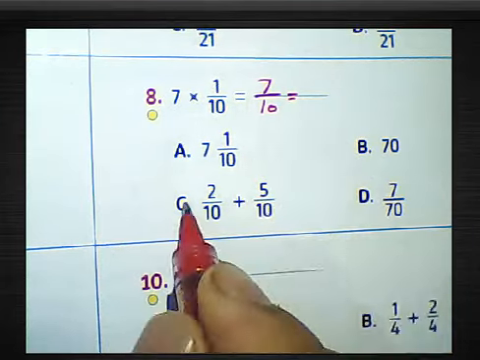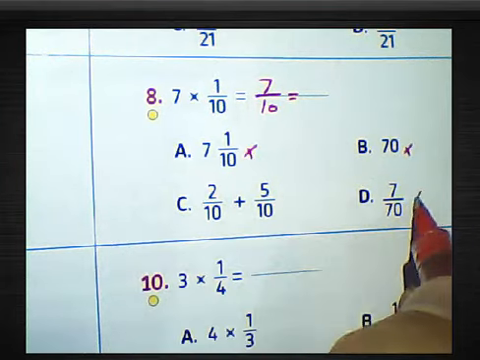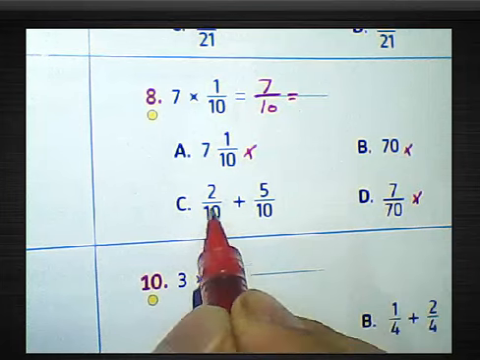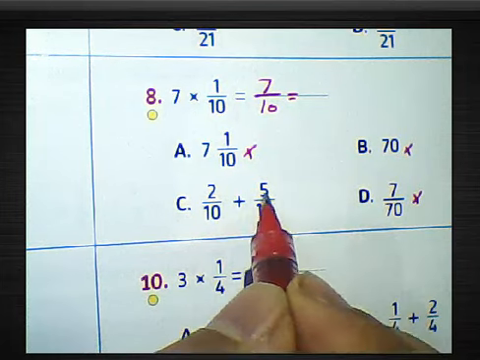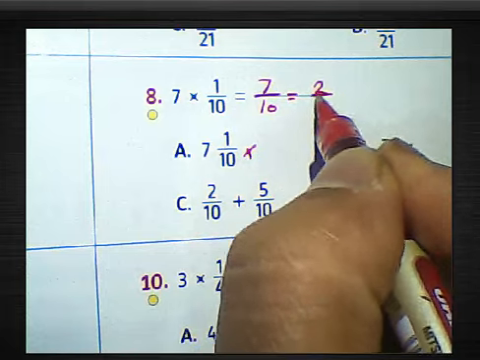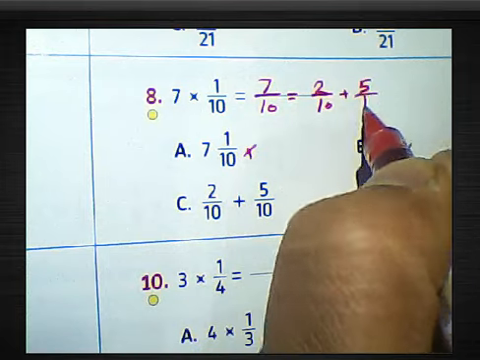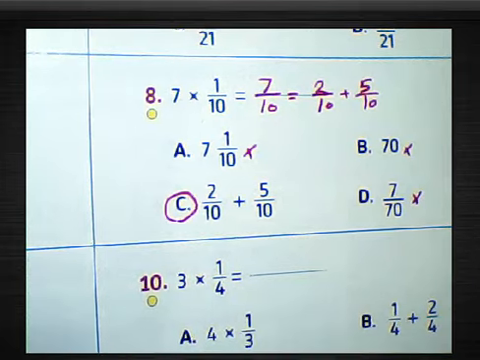Okay, and what about this? Wrong. And this? Wrong. Here, 2 over 10 plus 5 over 10 is 7 over 10. We can write 2 over 10 plus 5 over 10, here, okay.